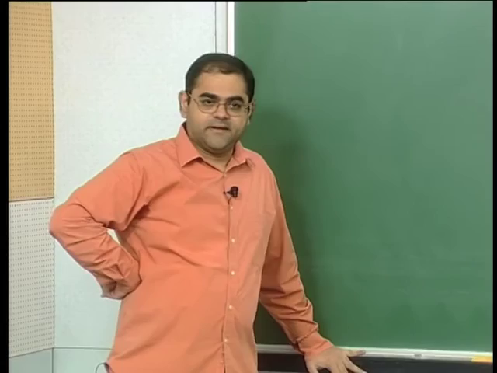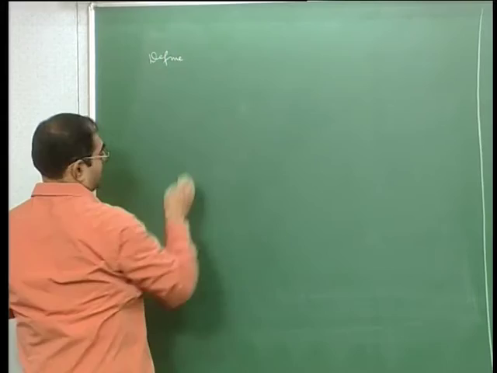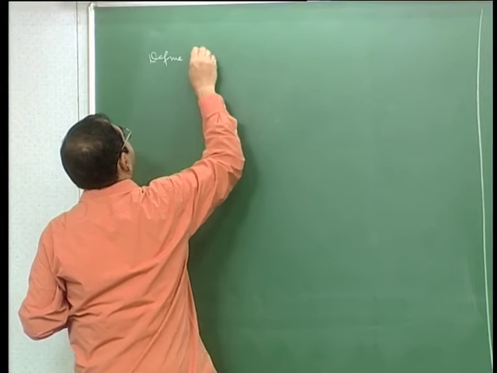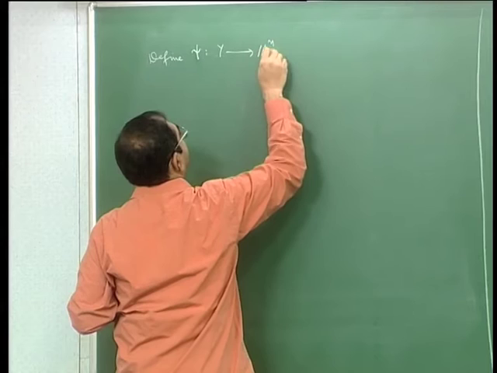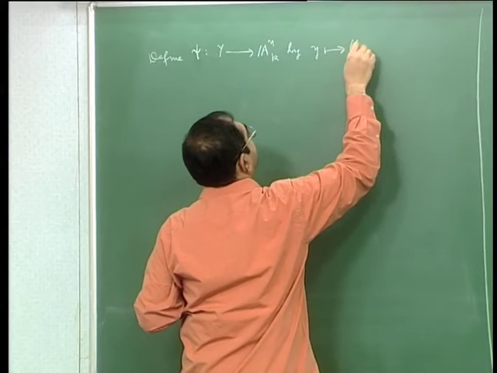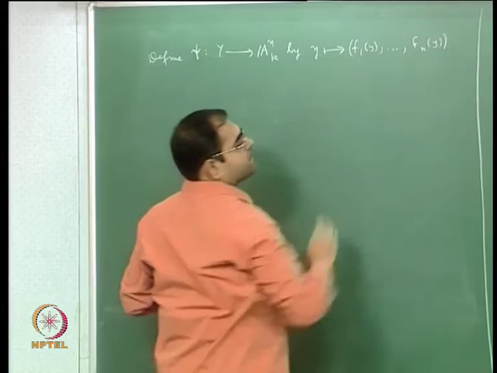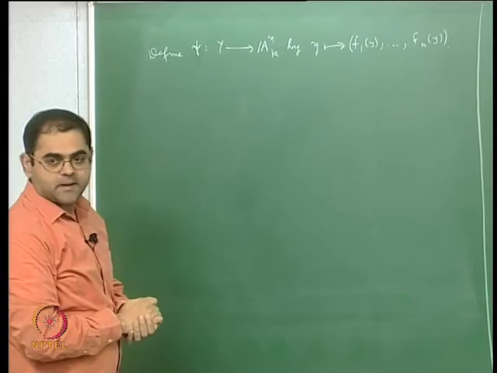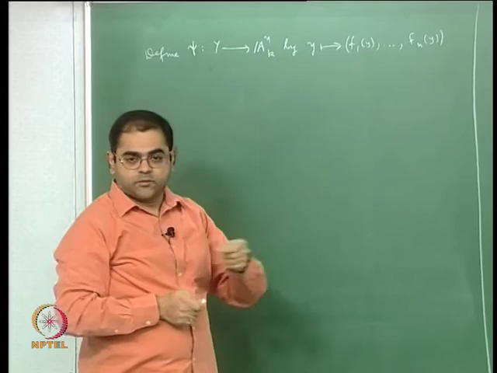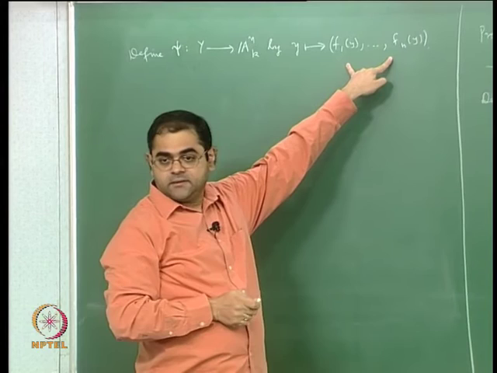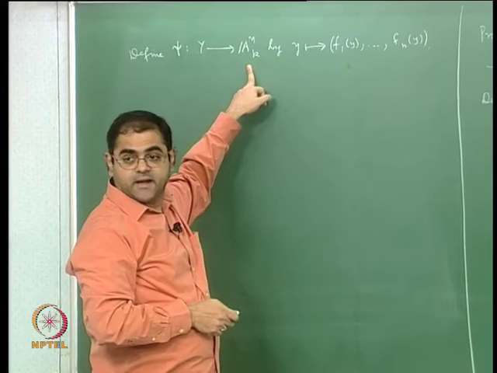So let me write this down. Define psi from Y to An by y going to (f1(y), ..., fn(y)). This is a well defined map, because the fi's are all regular functions on Y. If you evaluate a point of Y at any of the fi's, you are going to get a scalar, an element of k, and this is an n-tuple of elements of k. So it is a point in An, which is just k^n with the Zariski topology, and here is my map.